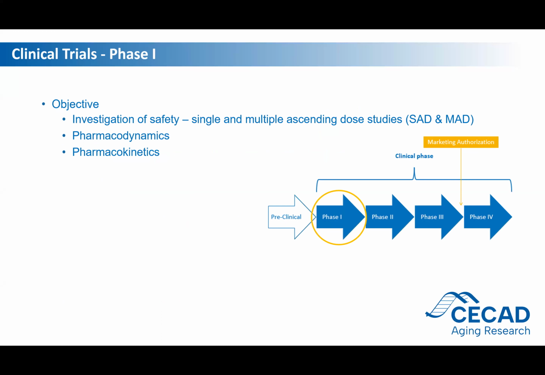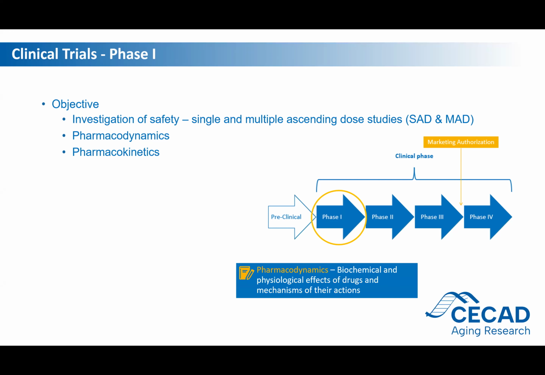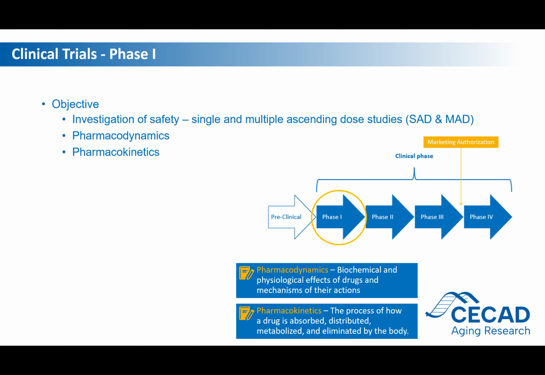So we are doing single or multiple ascending dose studies, and we want to get information about the pharmacodynamics of our drug compound, which is the biochemical and physiological effects of drugs and mechanisms of their action. And we need to gather information about the pharmacokinetics, which is the process of how a drug is absorbed, distributed, metabolized, and eliminated by the body.